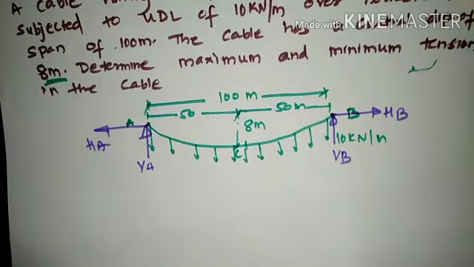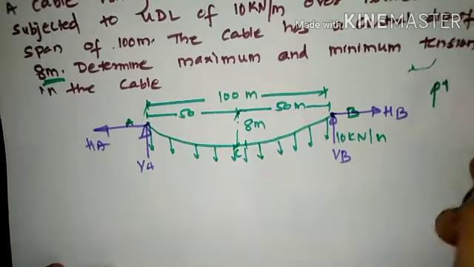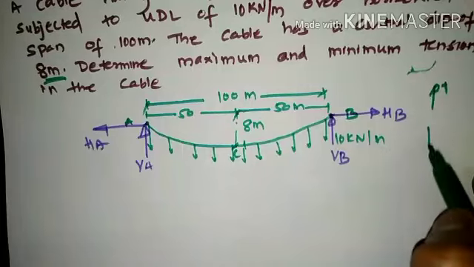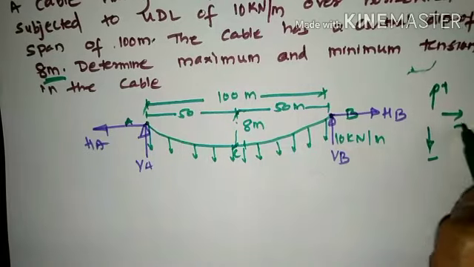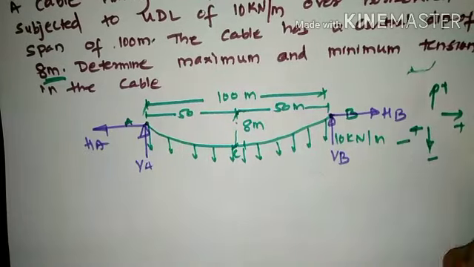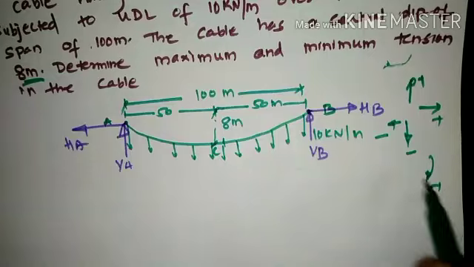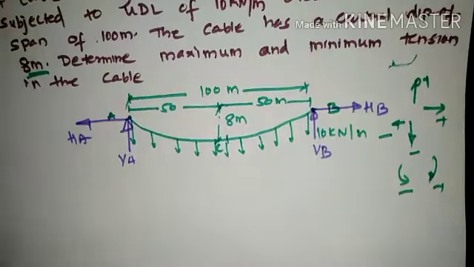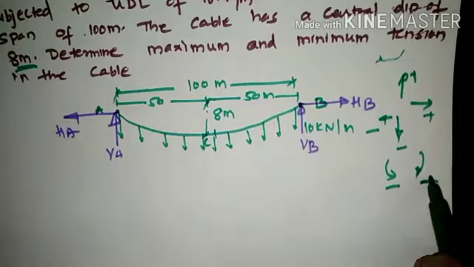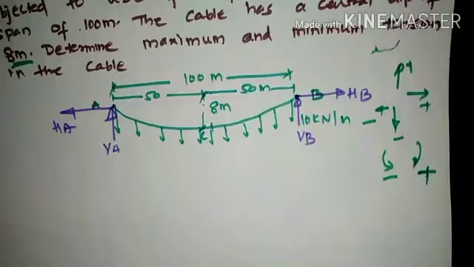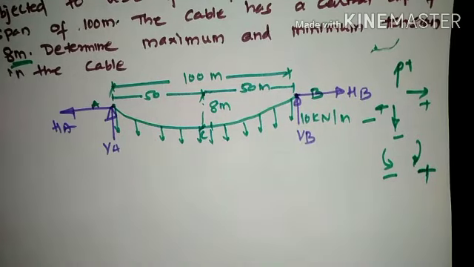So here the conventions that we have to follow will remain the same. Convention is all upward forces to be positive, all downward forces to be negative, all right hand side forces positive, all left hand side forces to be negative. Likewise, all clockwise rotation to be positive and all anti-clockwise rotation to be negative. So the same sign convention we shall adopt to find the solution related to VA and VB.